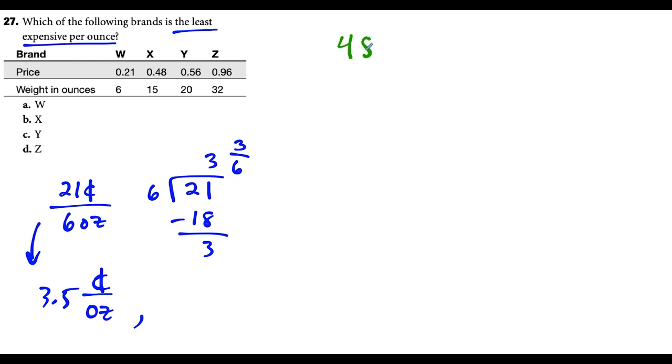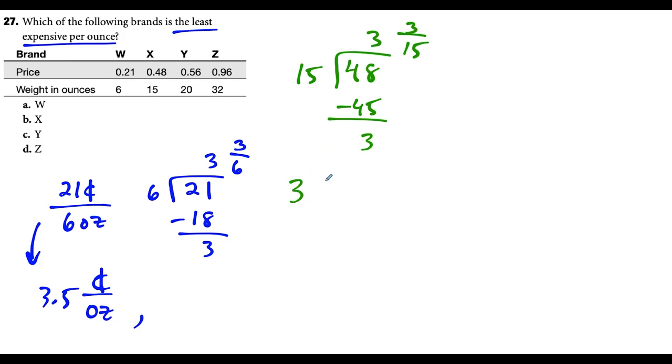So now we have 48 cents. And let's just move that down a little bit. So 48 cents divided by 15 ounces. So 15 goes into 48 three times. We multiply, we get 45. You subtract, you get 3 left over. So 3 out of 15. So 3 and 3 fifteenths is the same thing as 3 and 1 fifth when you divide the top and bottom by 3. And 1 fifth is the same thing as 0.2.